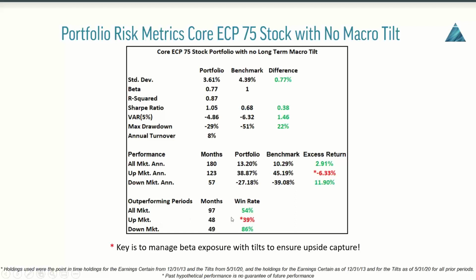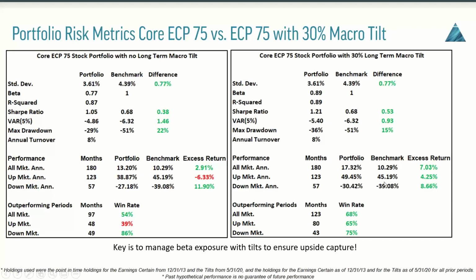Up markets, which occurred 48 months, 39% win rate. Down markets, 49, 86%. Okay. So the idea here is that in down markets, we absolutely clobber the benchmark. We win 86% of the time. And again, the key is to manage that beta exposure with tilts to ensure that we get that upside capture. So we're going to talk about how we're going to do that.